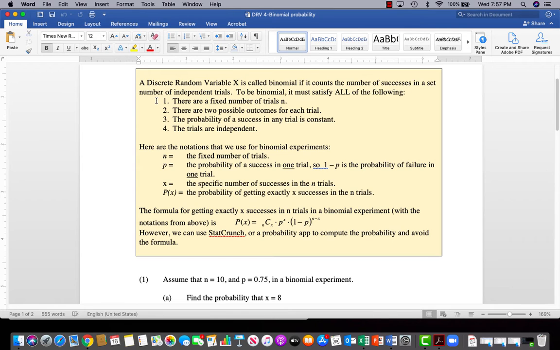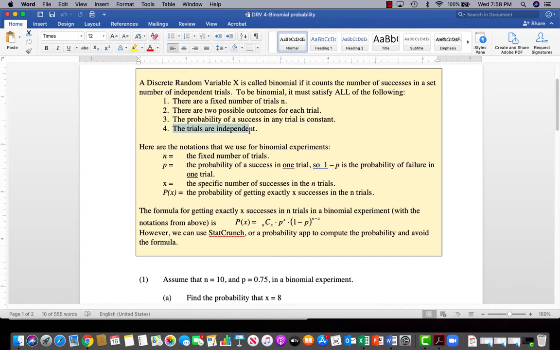They are Bernoulli trials, meaning that there are a fixed number of trials, n. There can only be two possible outcomes, so two things could happen, like flipping a coin, or something does happen or it doesn't happen. The probability of success in any trial is constant, meaning the probability that the thing you're counting happens is the same every single trial. And then lastly, the trials have to be independent.